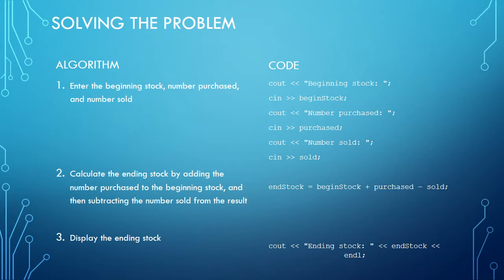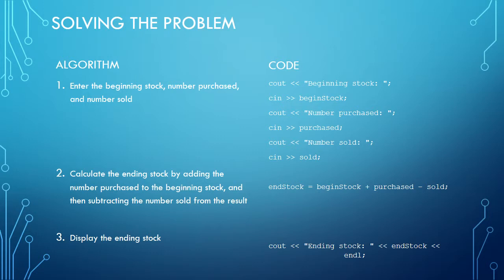If we look at our algorithm again, we're going to calculate the ending stock simply by adding the number purchased to the beginning stock and then subtracting the number we've sold to our customers. So that is simply equated as end stock equals begin stock plus purchased minus sold. That's pretty straightforward, I think.